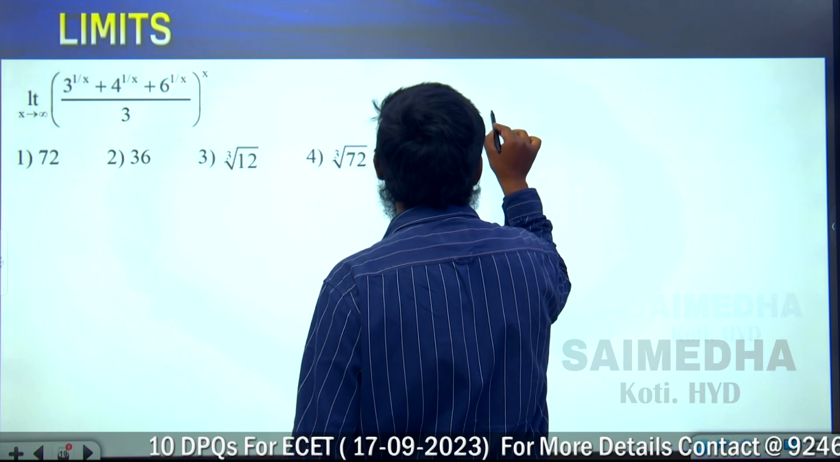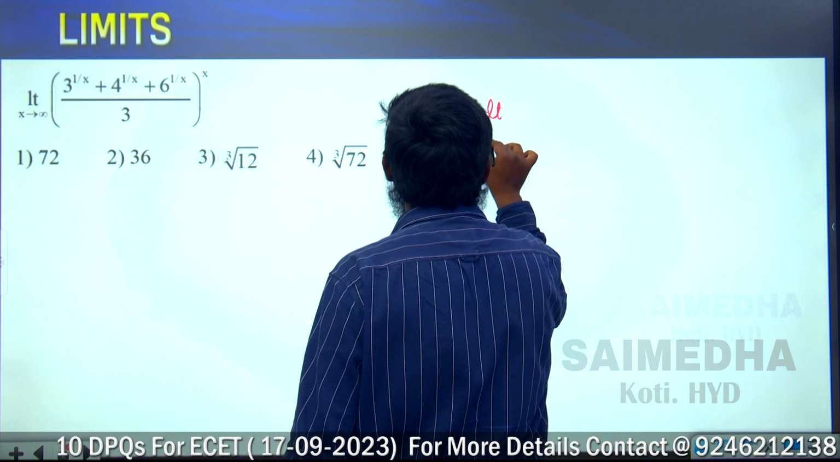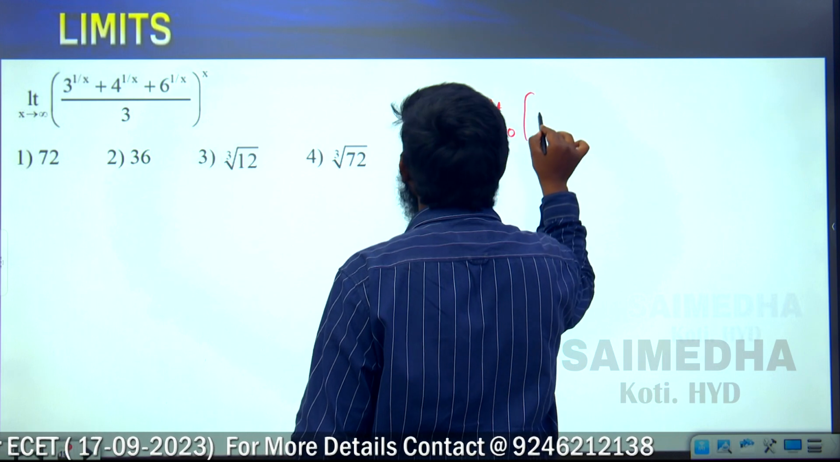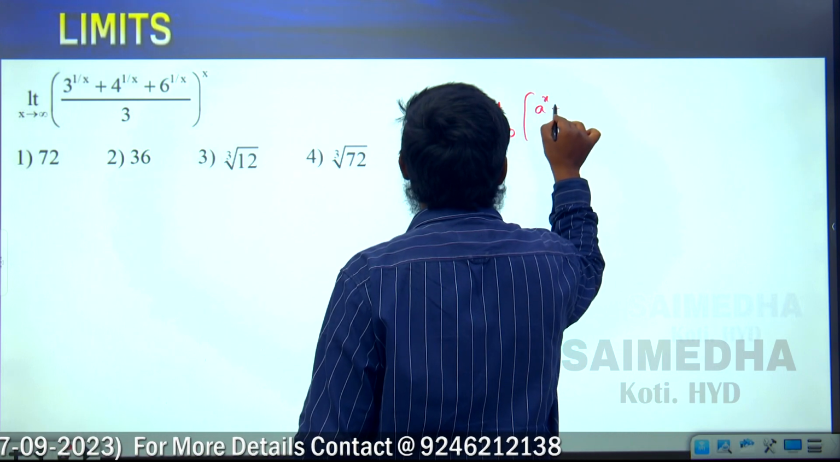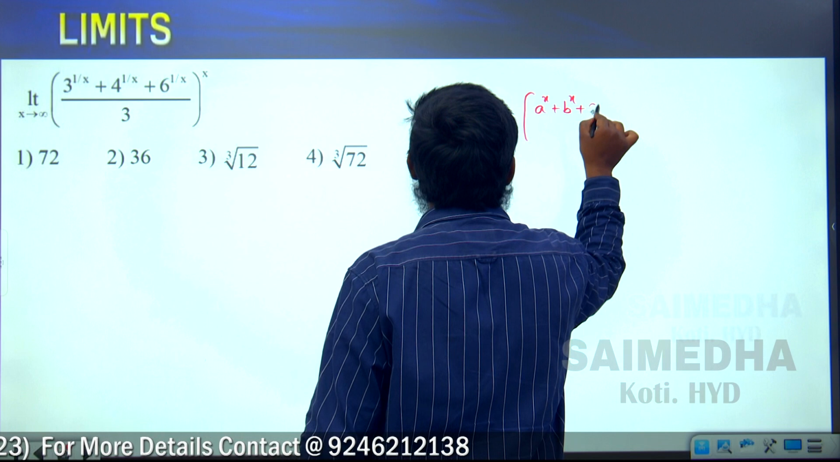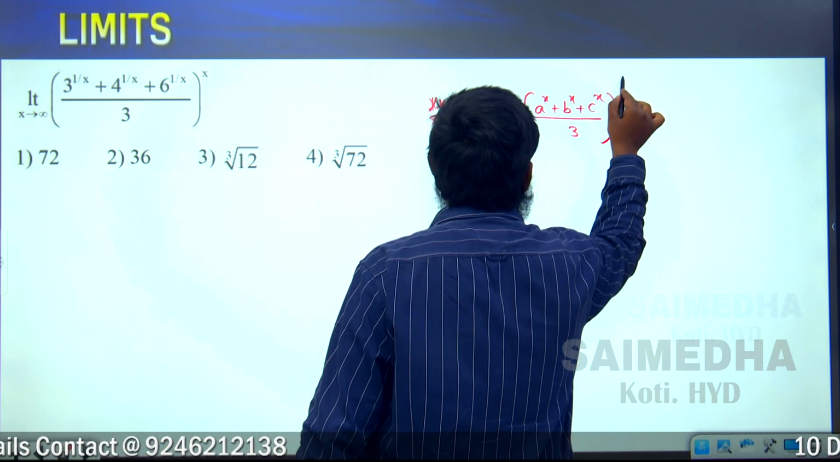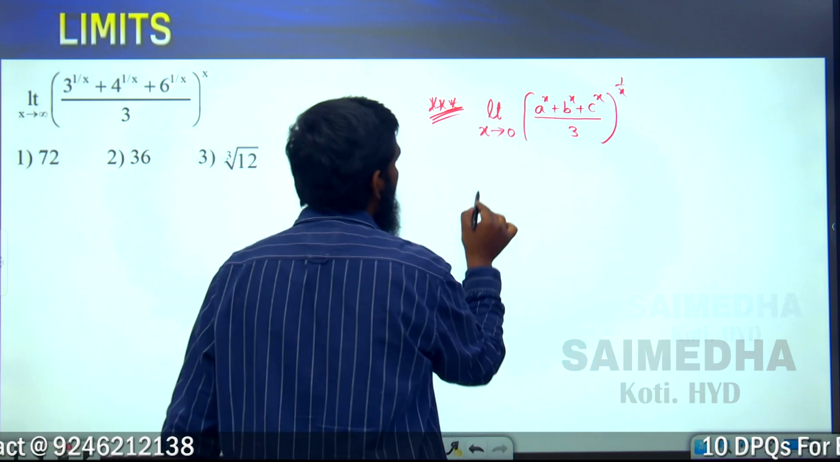For this type of question, suppose we have limit x tends to 0, then we take this part as (a^x + b^x + c^x) divided by 3, whole power 1 by x. Okay, this one part we have taken.